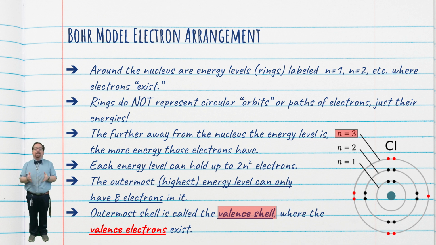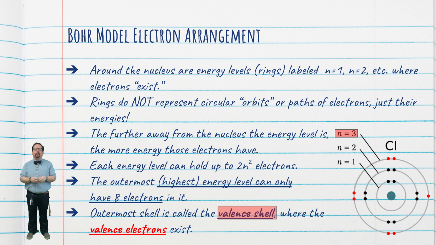The highest occupied energy level, in other words, the ring that is the furthest from the nucleus and has electrons in it, is called the valence shell. The electrons in the valence shell are called valence electrons. Valence comes from the Latin word valere, which means to be strong. So valence electrons are the strongest or most energetic electrons, the ones furthest from the nucleus.